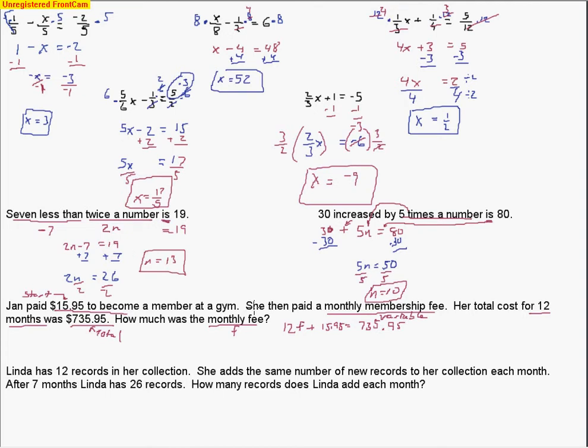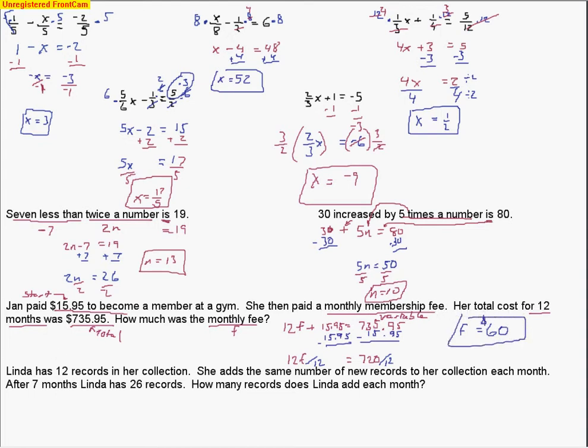So now we're ready to solve. So we're going to just do opposite operations. We got to subtract that $15.95 from both sides. And we're left with this 12F. And it equals, and the change cancels out, so we're just left with the dollar amount here. So that's going to be 720. And so from there, the division's a whole lot easier. When I divide by 12, I remember that 12 does go into 72 evenly. It goes in there 6 times, and we have to add a 0, so $60 is that monthly fee.